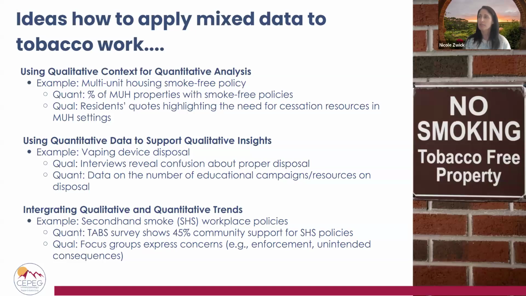So how do we apply these mixed data to tobacco work? Some of those examples that we were talking about integrating, here's some great ways to do it in the tobacco space. Using qualitative context to really do quantitative analysis. An example of this is in the multiple housing smoke-free policy. The quantitative part could be the percentage of multiple housing properties with smoke-free policies. But going into the qualitative part, we get to understand that the residents' quotes highlight the need for cessation resources in these MUH spaces.